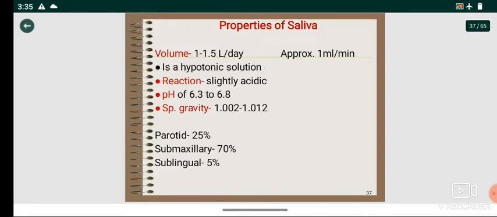Today we are going to discuss the properties of saliva. As in my last video we discussed the salivary glands, so now we will discuss saliva. First of all, the properties of saliva.